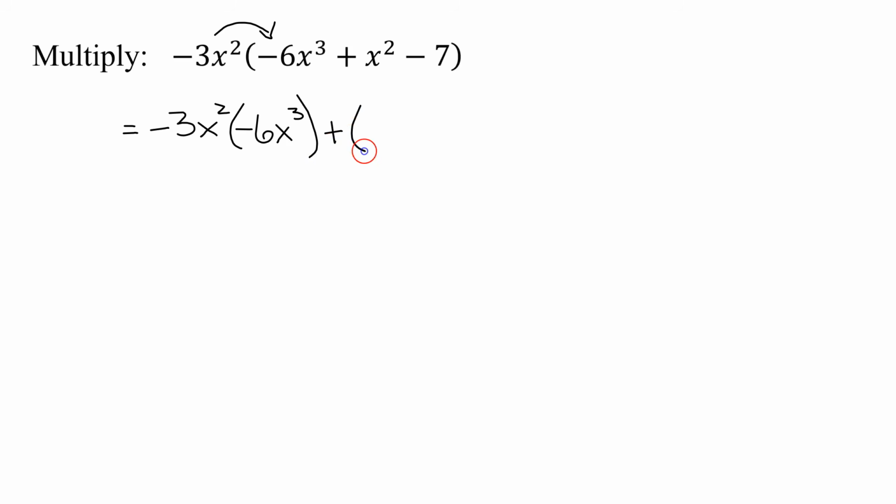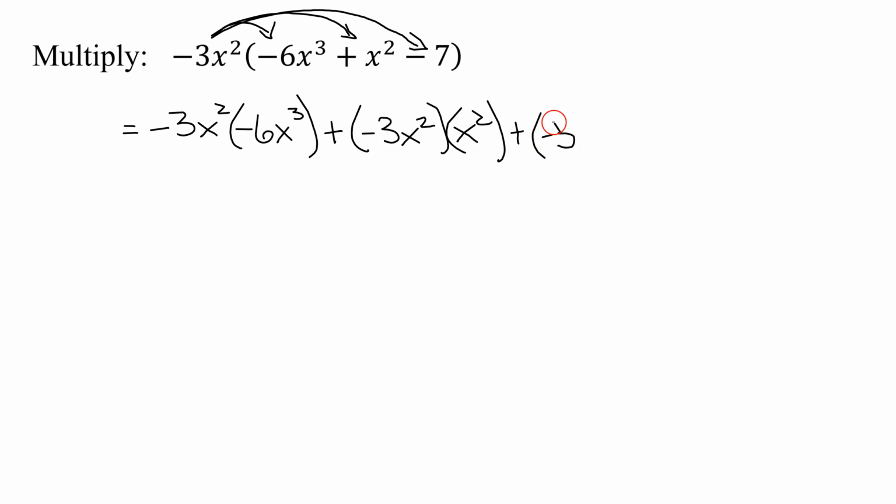I'm going to add to that my negative 3x squared times the second term in my second polynomial, which is x squared. And then I'm going to add, when I multiply my negative 3x squared to the last term of negative 7, so I got negative 3x squared times negative 7. So now all I have to do is simplify.